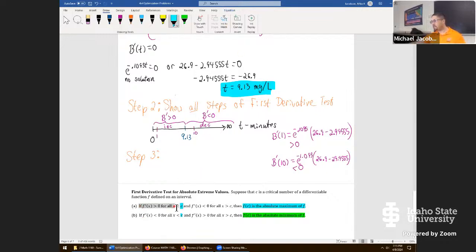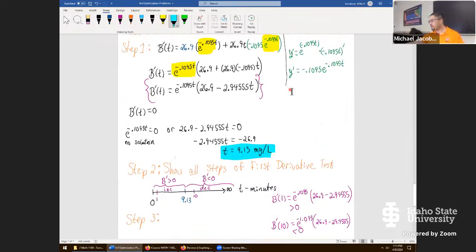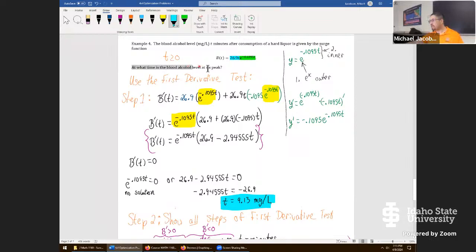The derivative was positive for all x less than C. That's what's happening over here. The derivative is negative for all x bigger than C. That's what's happening over here. That means we're leading towards an absolute maximum. I would double check the instructions here because sometimes the conclusion you want to give is the value here. Other times the conclusion you have to give is the actual blood alcohol concentration level. So looking at the wording, it asked, at what time is blood alcohol maximized at its peak?